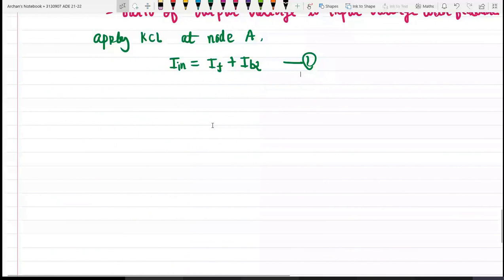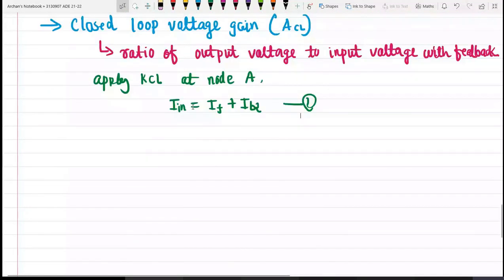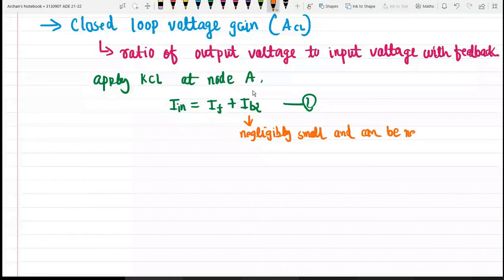Now, we know that the input resistance Rin is not infinite, but it is very large. This is the reason why IB2 will be negligibly small and can be neglected. So this equation 1 will become I in is approximately equal to IF.